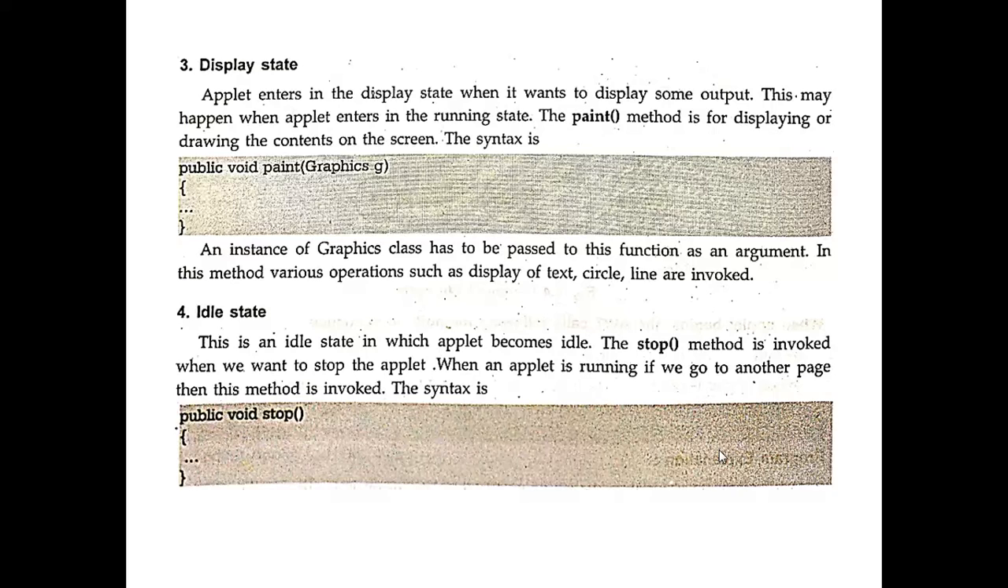Now we'll see the next state, that is the idle state. This is the state in which the applet becomes idle. The stop method is invoked when we want to stop the applet while the applet is running. If we go to another page, then the method is invoked. The syntax of stop is shown below, that is public void stop.